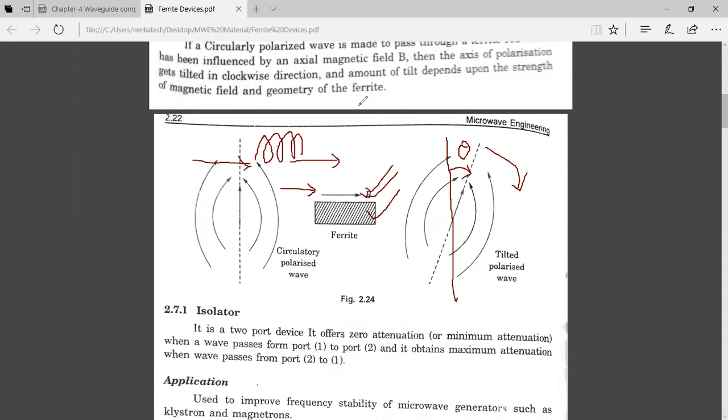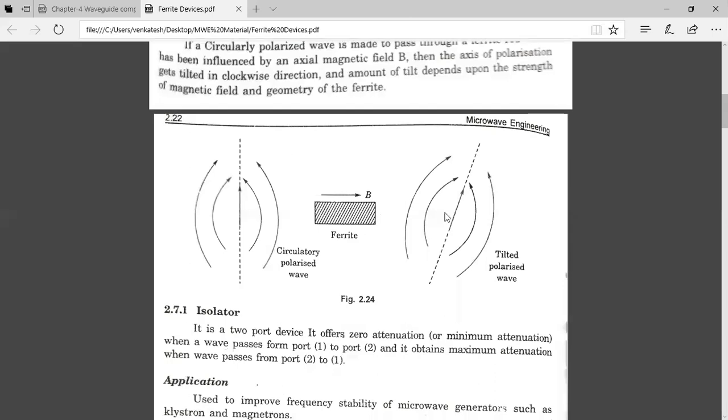Let me explain now what classifications we have based upon these ferrite devices, and in how many ways they can be classified. The first classification we have is the isolator.